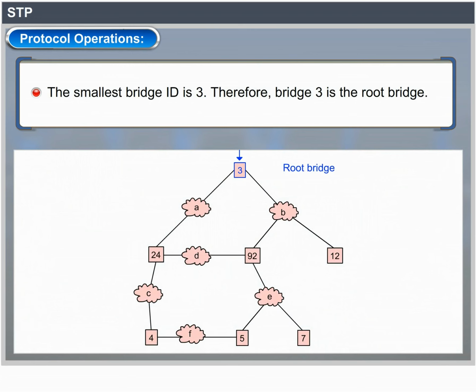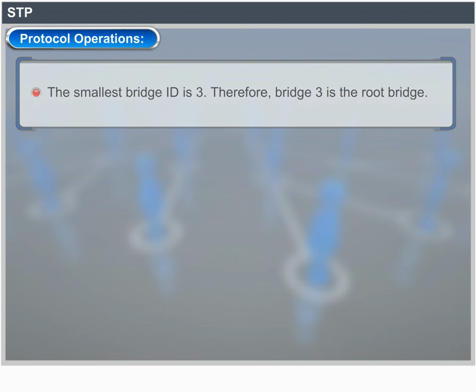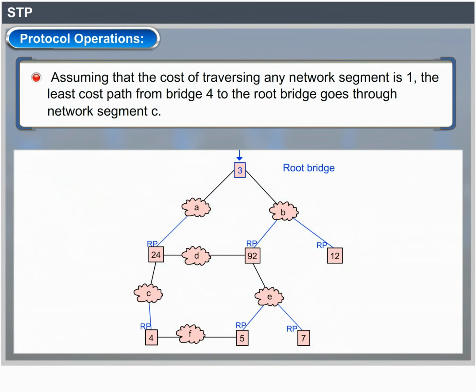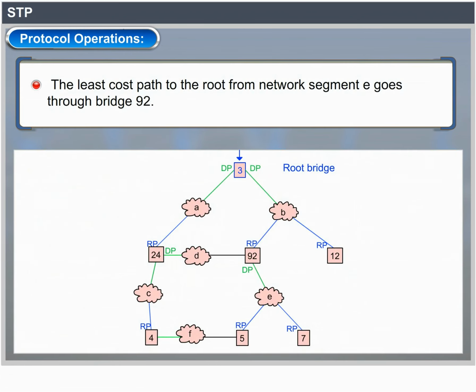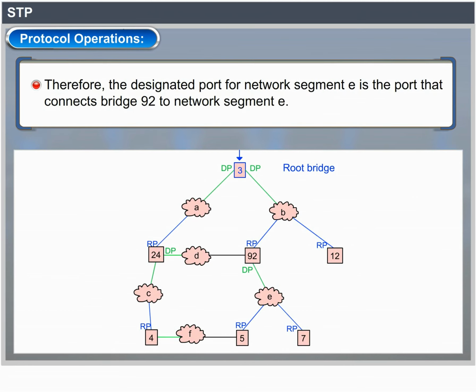Assuming that the cost of traversing any network segment is 1, the least cost path from bridge 4 to the root bridge goes through network segment C. Therefore, the root port for bridge 4 is the one on network segment C. The least cost path to the root from network segment E goes through bridge 92. Therefore, the designated port for network segment E is the port that connects bridge 92 to network segment E.